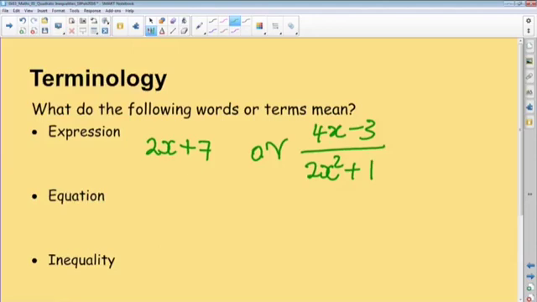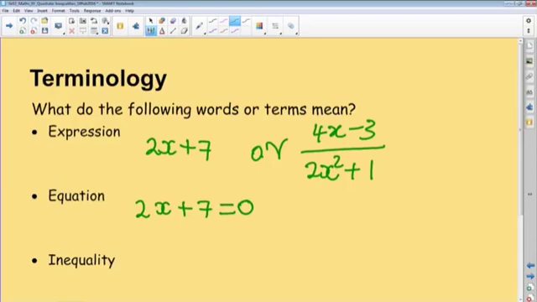Right, we can have y equals 2x plus 7. That's just a function. That's an expression. It doesn't have an equal sign. But if I give you 2x plus 7 equals 0, this one is an equation. It is equal to 0.